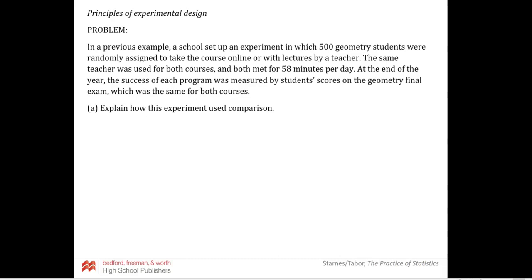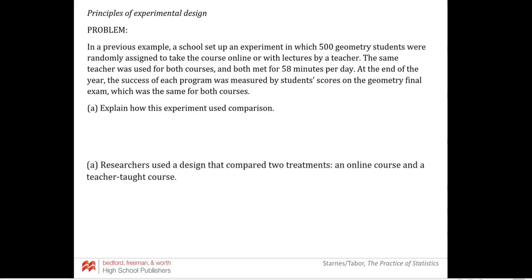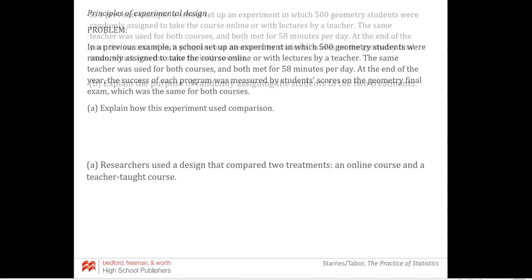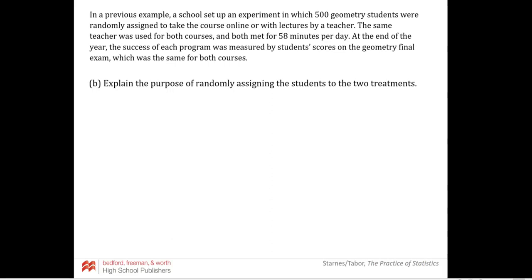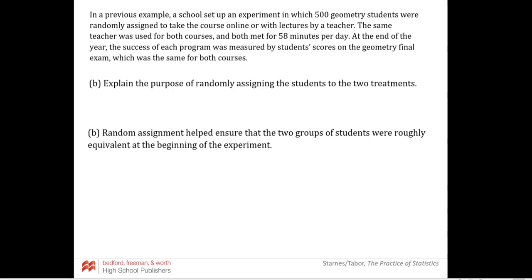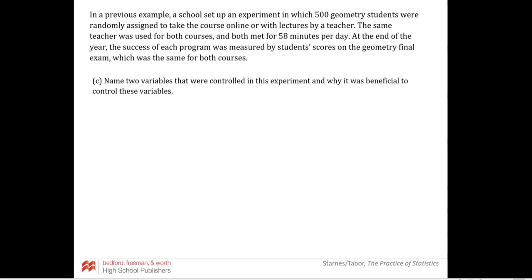So how did they use comparison? We're comparing the online students' test scores to the in-class student results. The 2 treatments were an online course and a teacher-taught course. I would prefer the teacher-taught course, but some people prefer the other. Explain the purpose of randomly assigning students to two treatments. Remember the purpose of random assignment? We want them to have roughly equivalent groups, right? By doing it randomly, we hope that the two groups were roughly equivalent at the beginning of the experiment. Hopefully at the end, there might be a difference.